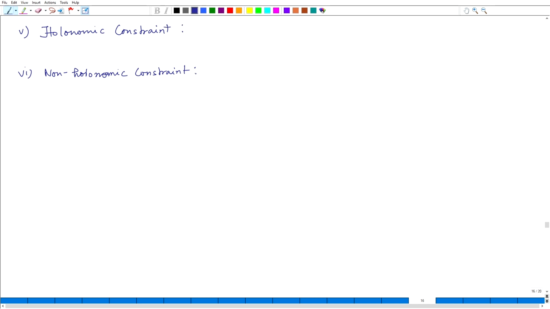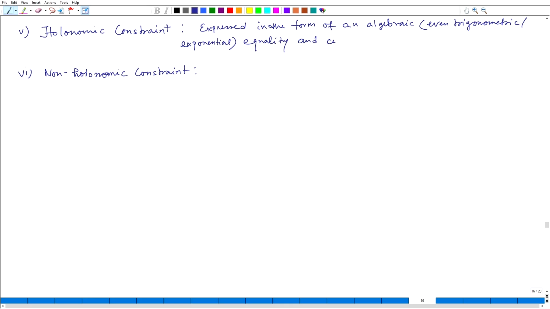Okay. So, a holonomic constraint is a specific type of constraint which is expressed in the form of an algebraic, and sometimes even trigonometric or exponential, etc. equality. That is no problem. If you integrate, it is good. It is an algebraic, even trigonometric, exponential equality and contains only coordinates, that means position coordinates and time.